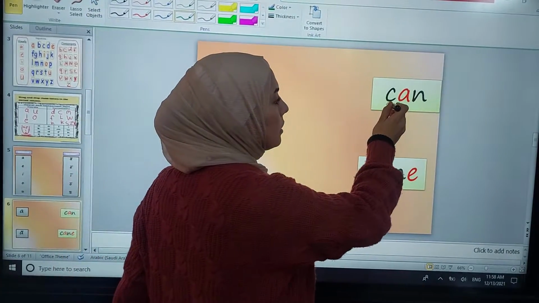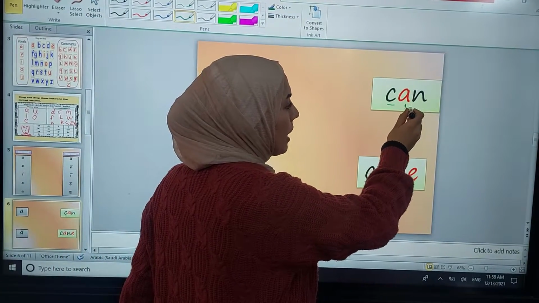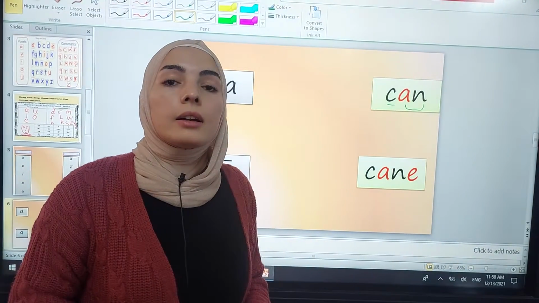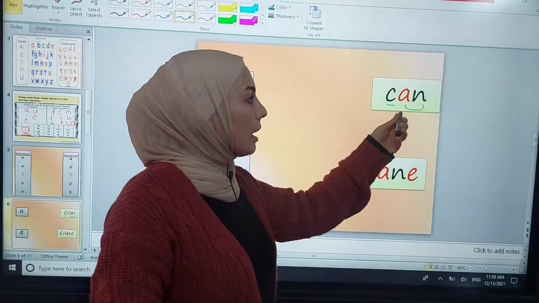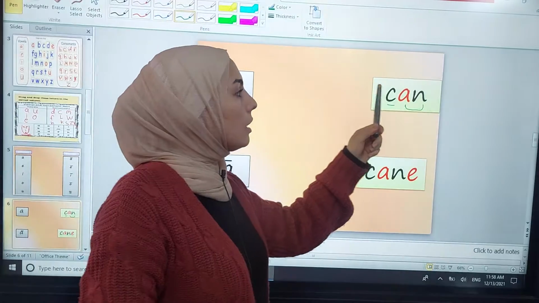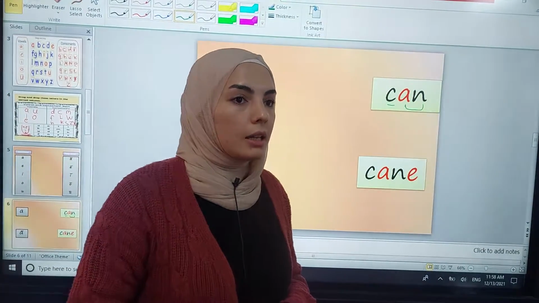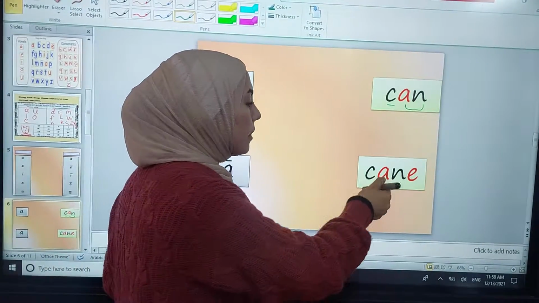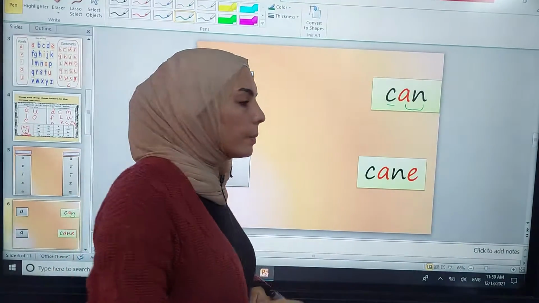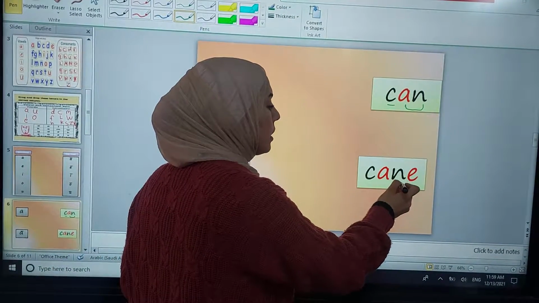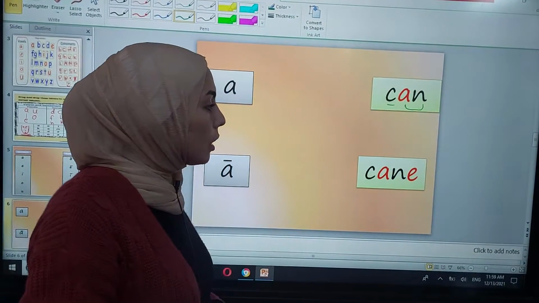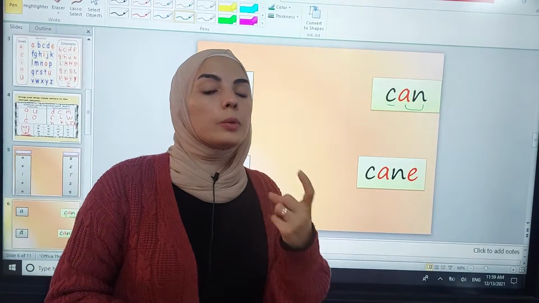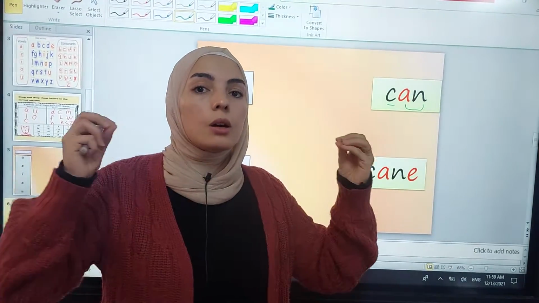Okay, we have K-A-N, which will be "can." Here we have K-A-N will be "can." How many vowels do we have in this word? We have two, this one and this one. So if we have two vowels, we will pronounce the first one as a long vowel.